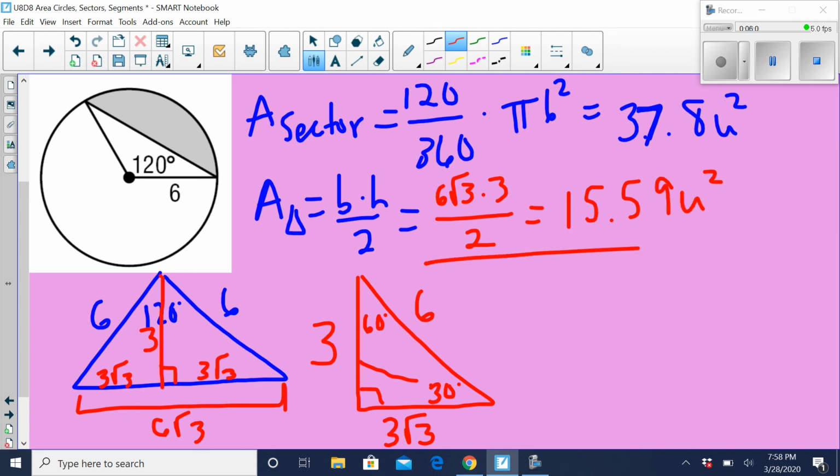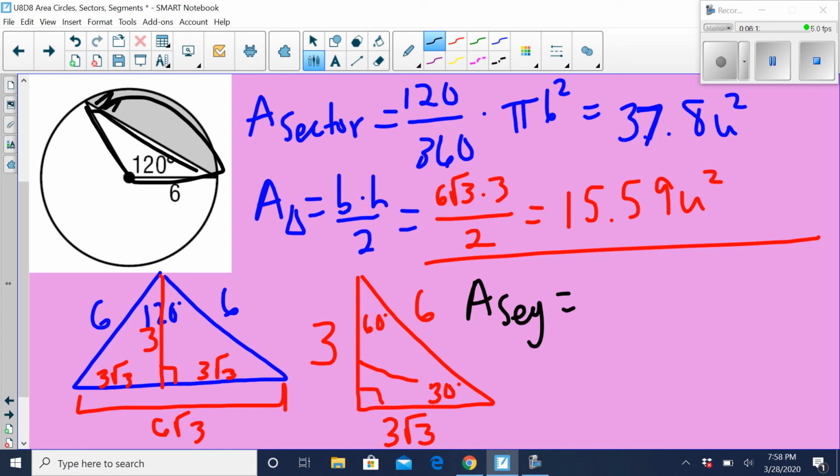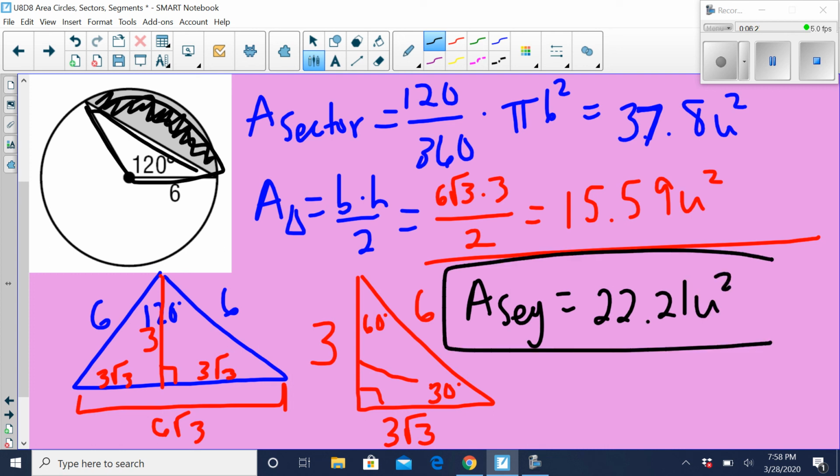And then my last step here is I'm just going to subtract them, because really what I want to find is the area of the segment. If I take this full sector over here, and I cut out this triangle, what's left over is this segment, and that's what we're finding the area of. So if I subtract them, 37.8 minus my 15.59, I end up with 22.21 units squared, and there's the area of the segment.